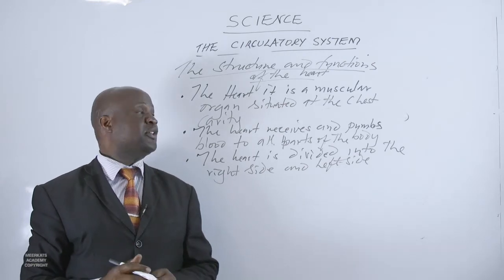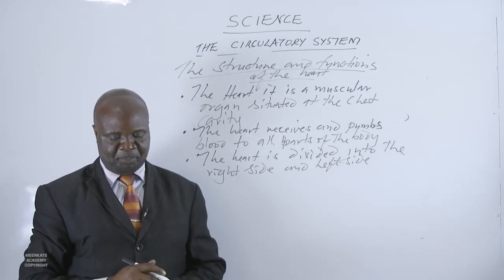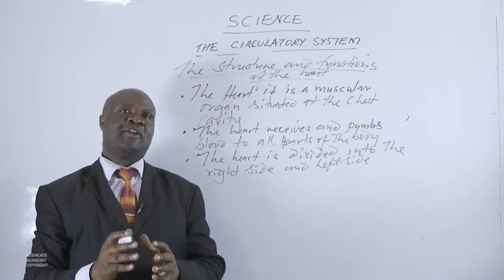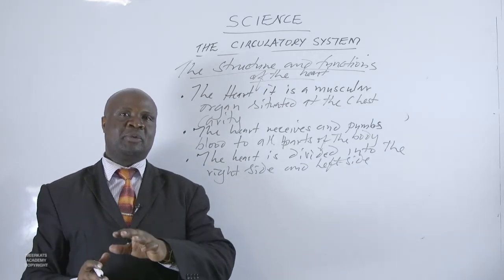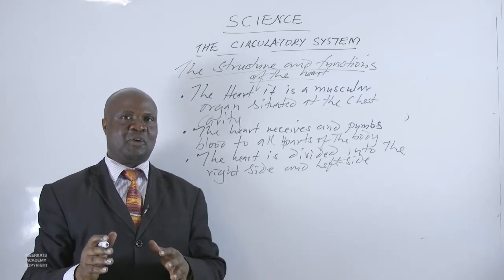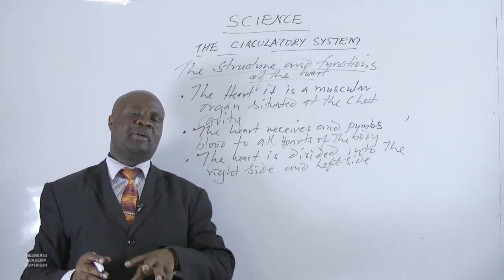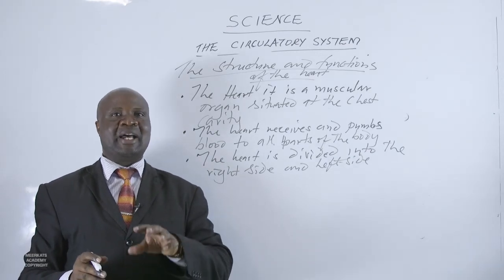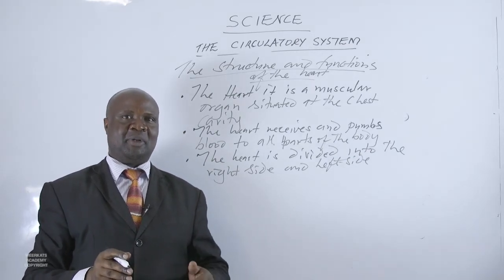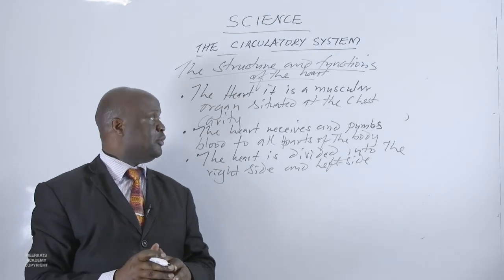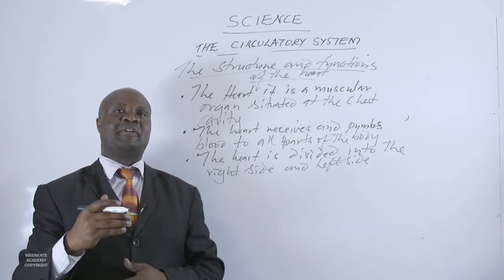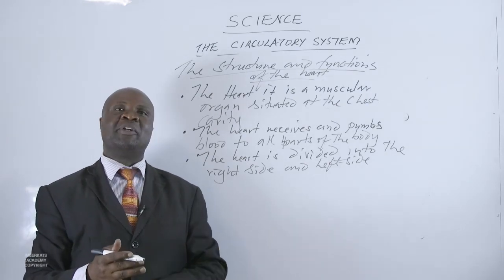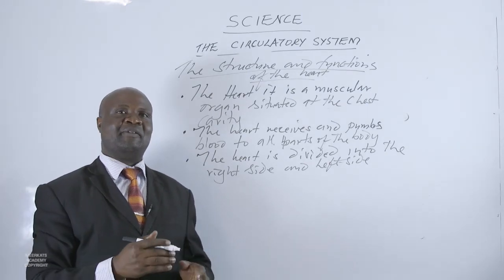What we are going to do in our next lesson is observe the parts of a human heart. We shall be able to see all the four chambers of a human heart and other parts of the heart. We are going to study them, and then we shall see how it functions. The pulmonary vein, the pulmonary artery, the aorta, and the vena cava.